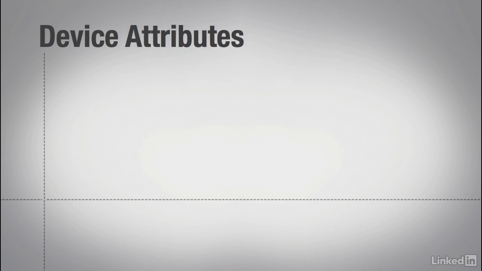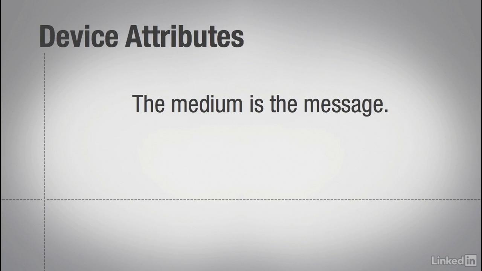Device attributes. When you're designing your site, you want to remember that the medium is the message. What this means is the medium you use to convey your message, that is, a website on a phone versus, say, a website on a tablet, affects how your message will be received. Moreover, the message will affect the experience that the consumer has with the medium.